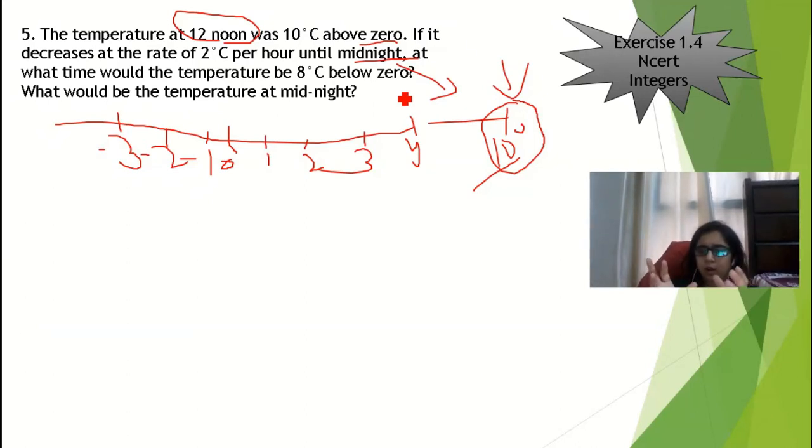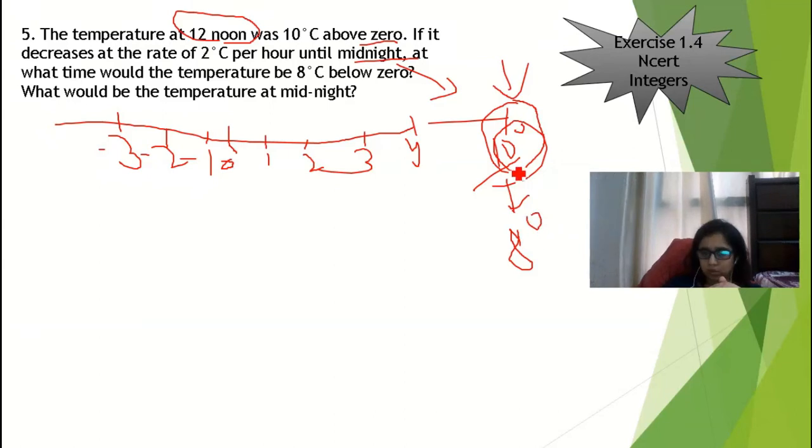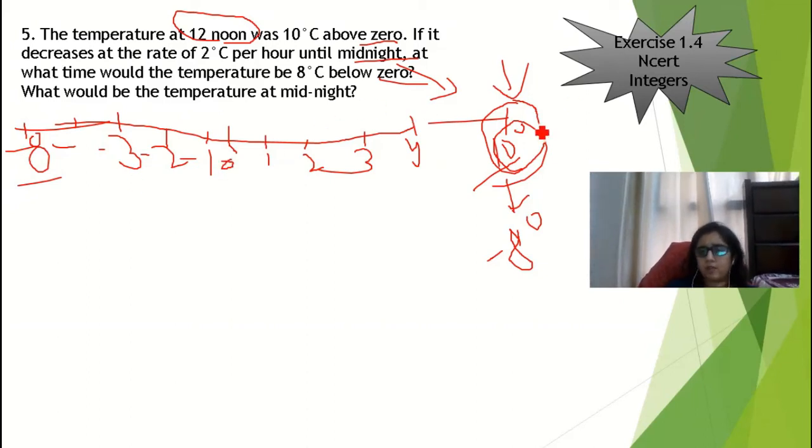We have to find out when this 10 will become 8 degrees below 0. This means this 10 will become minus 8 degrees. When it will become minus 8 degrees Celsius. Below 0 means minus. Because if you see the number line, minus 8 will come here, below 0. It means less than 0. So we have to find out when this 10 degrees Celsius will convert into minus 8 degrees Celsius until midnight.